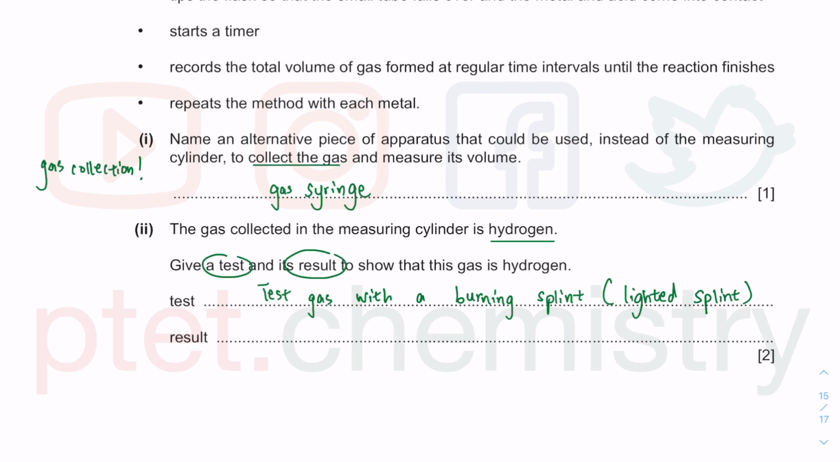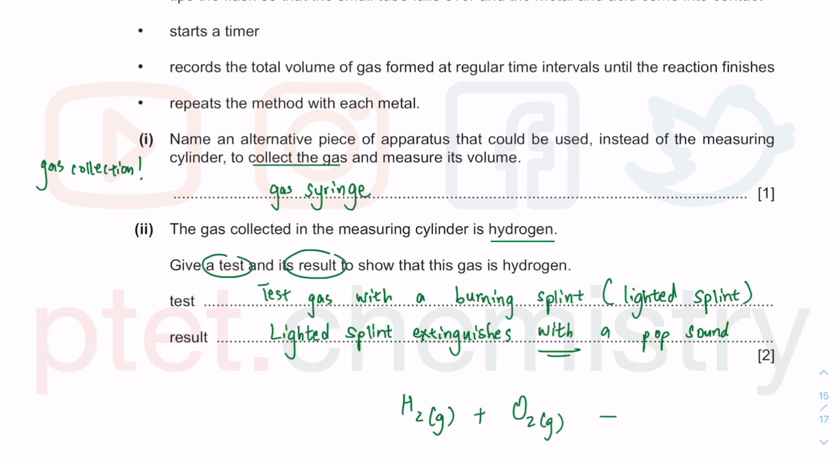So what happened here is the lighted splint, or the burning splint, extinguishes. Obviously, because you are forming water, hydrogen plus oxygen form water. What is very characteristic is a pop sound. The pop sound is a result of the combustion reaction. So we say the fire goes off. It does not support combustion because you are producing water, and we use water to put out fire. So the lighted splint is extinguished with a pop sound.